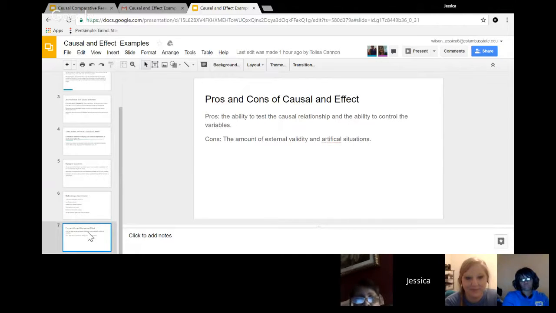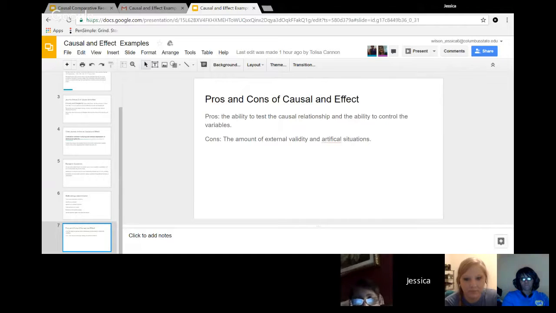And pros and cons. One pro was the ability to test the causal relationship and the ability to control the variables. You can actually test the relationship between them, and you can also control the variables that are introduced into it, whether you have one variable, two variables, or three variables. You can actually control that in the study.